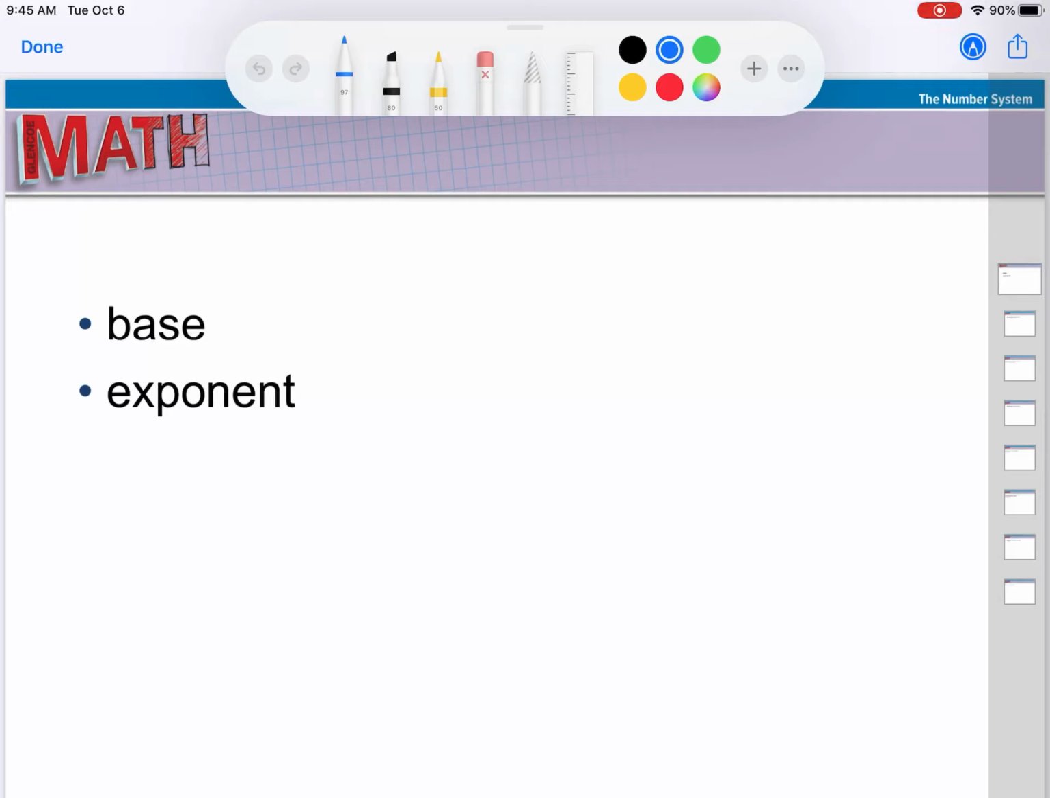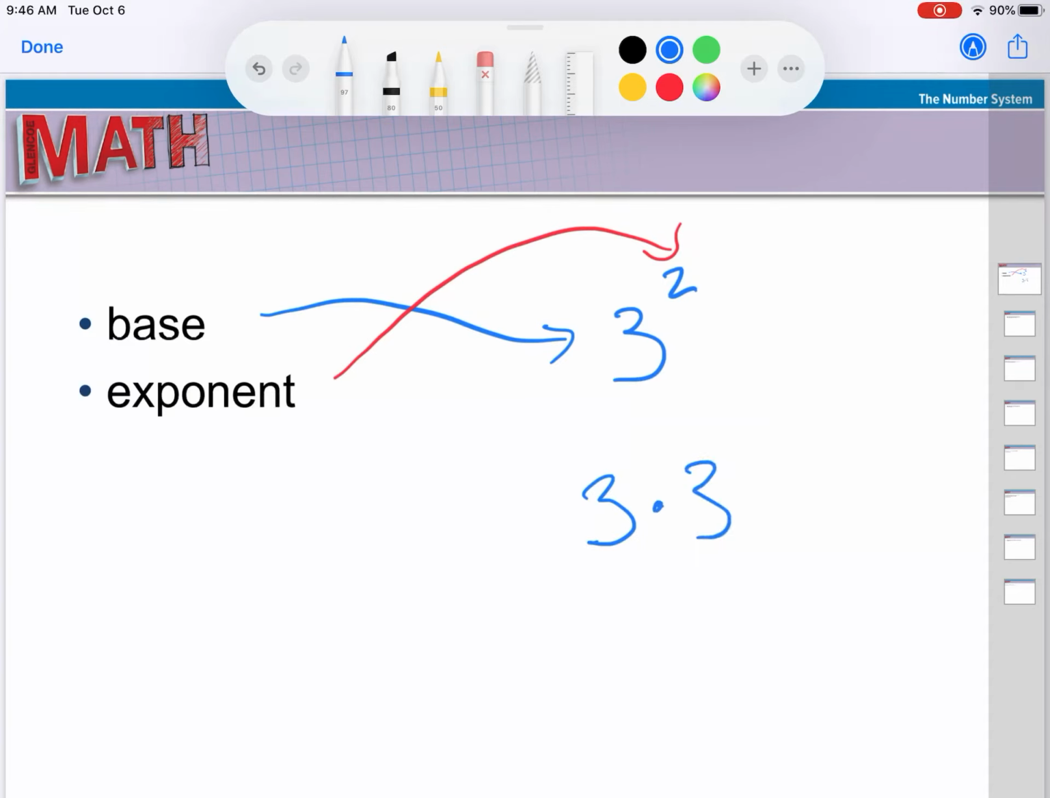So we're just going to review real quick the base and the exponent. If I had 3 to the second power, my base would be the 3, and then my exponent would be the 2. And what that is saying is my base is multiplied by itself twice. So 3 times 3, which would be 9.